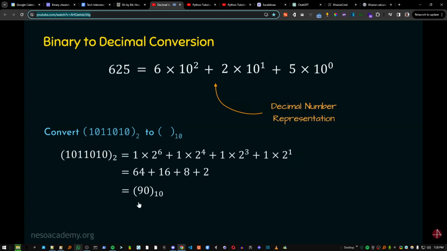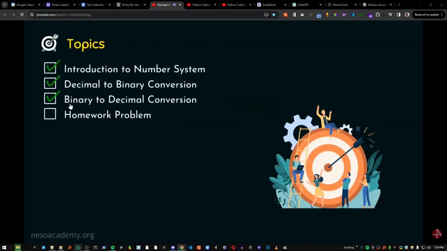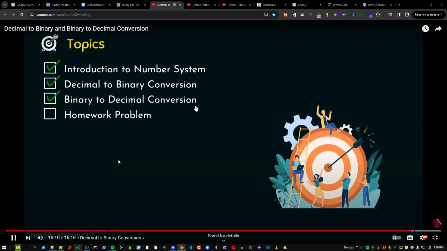I hope the concept is completely clear. So this is how we can convert any binary number to its decimal equivalent. So I hope the concept is completely clear. This means we are done with this topic as well, that is binary to decimal conversion.